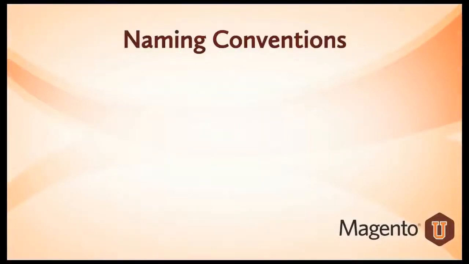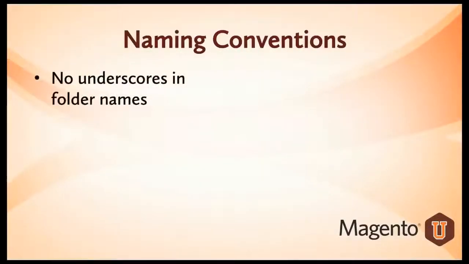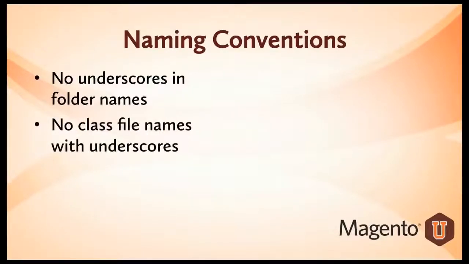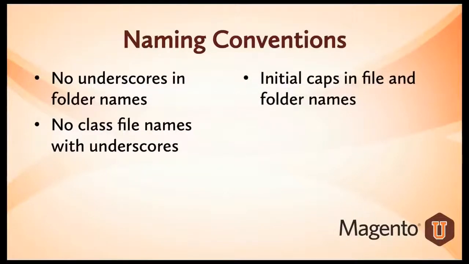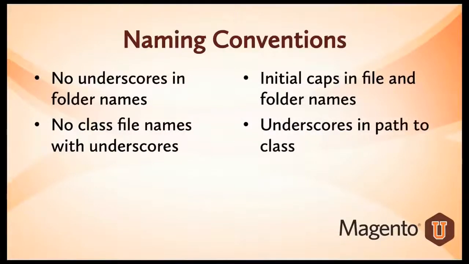To summarize, we don't create folders with underscores in the name. Secondly, we don't create files for classes with underscores in the name. Thirdly, we use initial caps when naming files and folders. And finally, when we write class names in files, we do use underscores to incorporate the path in the class name. The autoloader does all the including work.